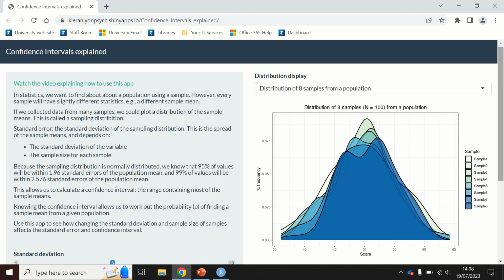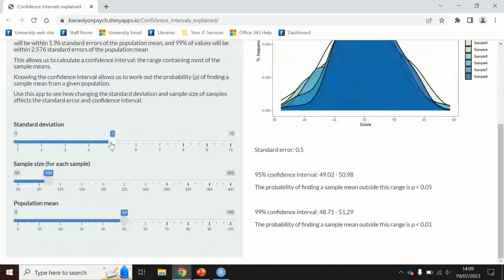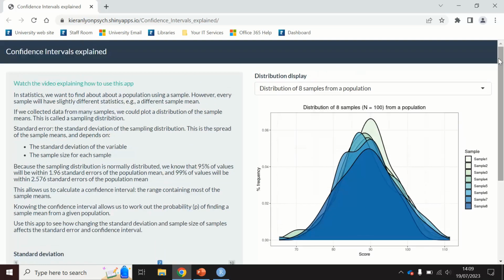So what you can do in this app is you can set the parameters, so the numbers that describe the population. You can set the standard deviation of whatever you're measuring. You can set the population mean, and what it does here is it simulates, that means makes up numbers from 8 different samples of 100 people, and then it plots it here. And what we can see is these 8 different samples from the population end up telling us 8 different things.